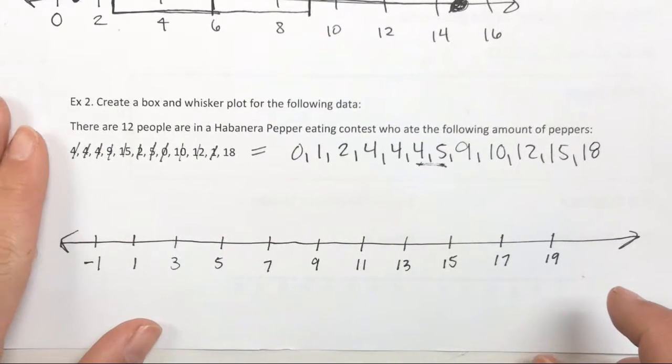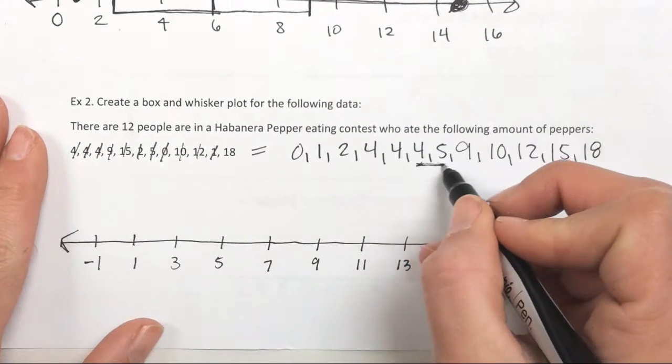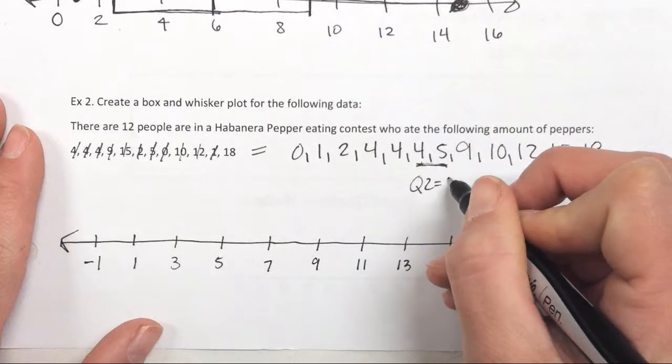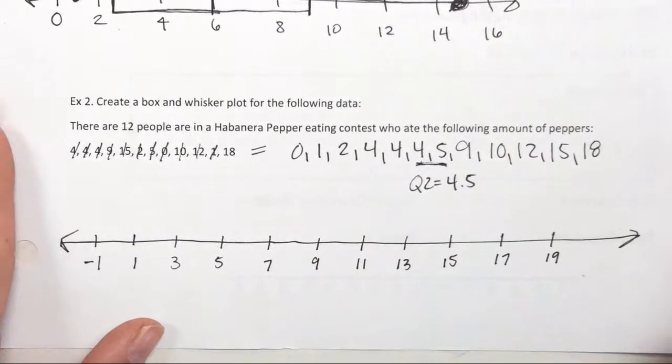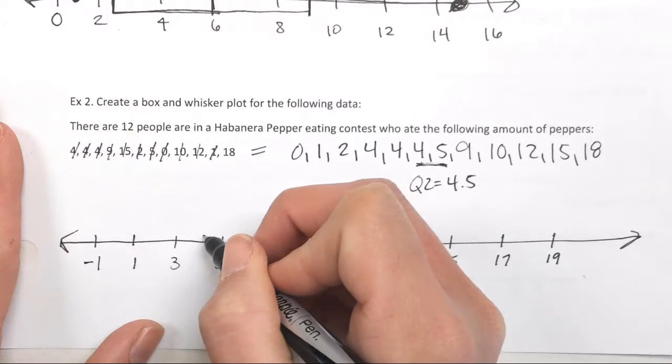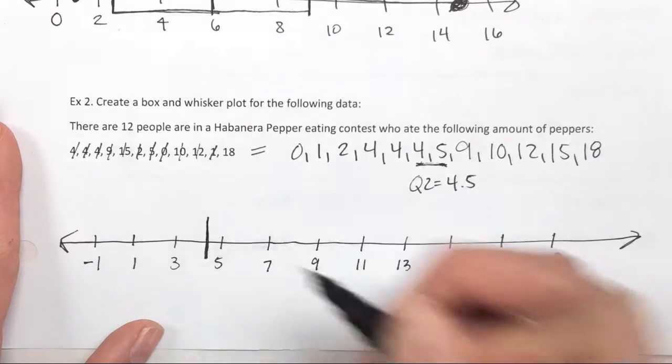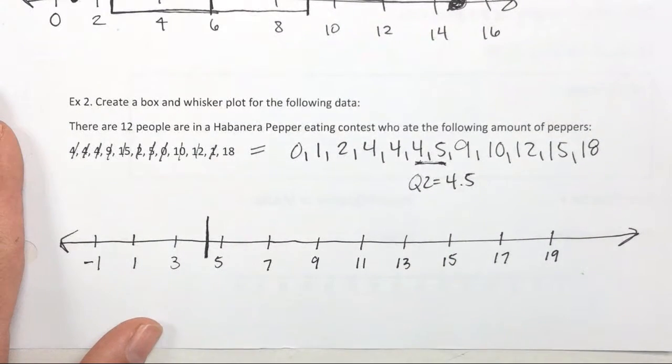Alright, so 4 and 5 are in the middle, so we would add them and divide by 2. So what is our median? 4.5. So now we go to our number line and find 4.5. That's going to be right about here, and draw our line. The long one. Yep. There's our median.